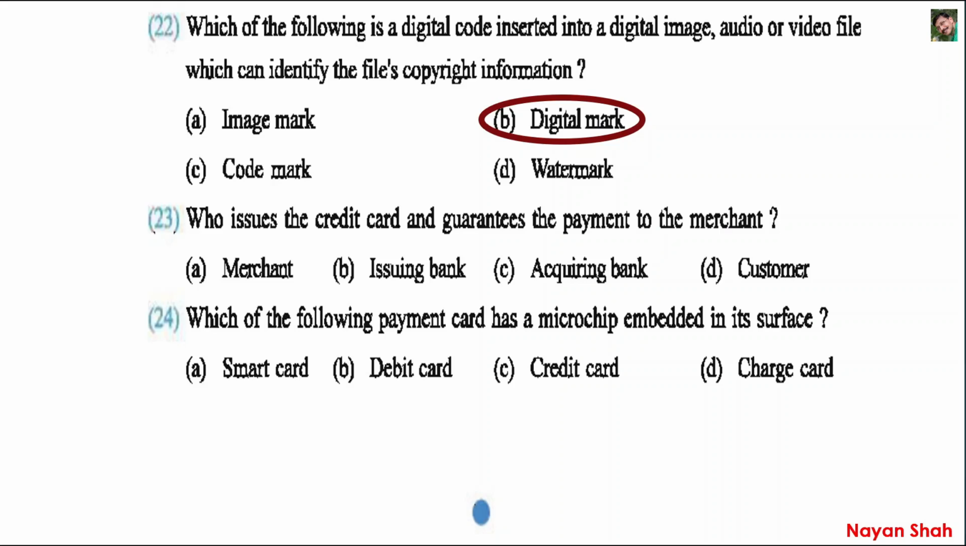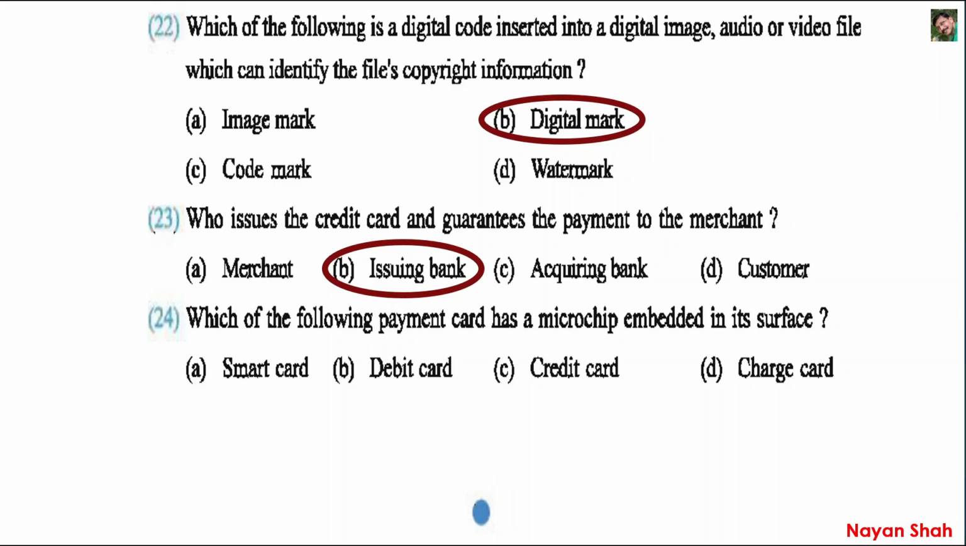The 23rd question. Who issues the credit card and guarantees the payment to the merchant? Issuing card means issuing bank. The issuing bank issues the card to the customer and guarantees the payment to the merchant. When we use a credit card, we get it from the issuing bank, that is HDFC, where we have our bank account. But the actual credit card facility is provided by the acquiring bank, that is Visa and MasterCard. Acquiring bank is the one who is in the business of credit card.